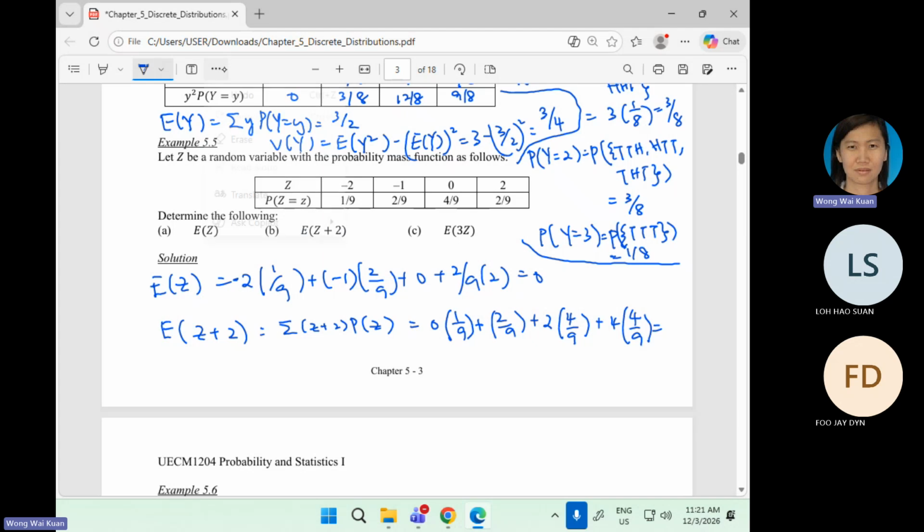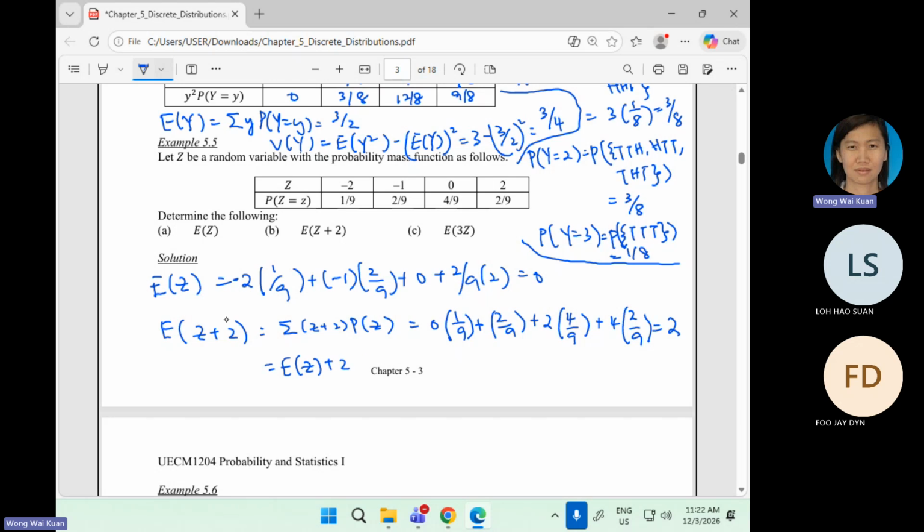Sorry, this is 2 over 9. So 2 times 4 is 8, 4 times 2 is 8, 16 plus 2 is 18. So this is a 2. That's why I realize it's not correct, because we also know that E(Z plus 2) can be obtained as E(Z) plus 2. When I put my Z inside, E(Z) is 0, then plus 2, so I have a 2.